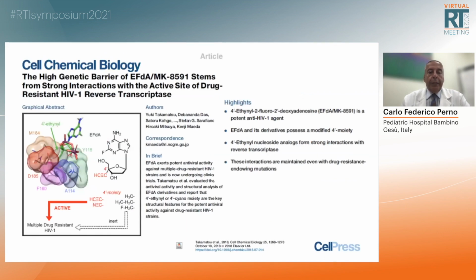In other words, completing the journey on islatravir, we have a drug that has a high genetic barrier, that is able to interact very strongly with the reverse transcriptase of the HIV, and therefore is very promising for clinical practice, both for the first line of therapy, for the last lines of therapy after resistance, but also as a long-acting drug that can be administered pretty rarely over time.